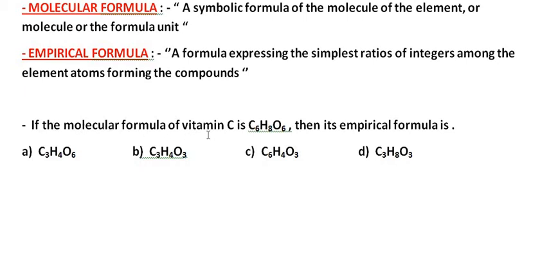If the molecular formula of vitamin C is C6H8O6, then to get its empirical formula, look for the greatest common factor between 6, 8, and 6. It is clear that this is 2. So 6 over 2, 8 over 2, 6 over 2, you get C3H4O3. This is the answer of this question.